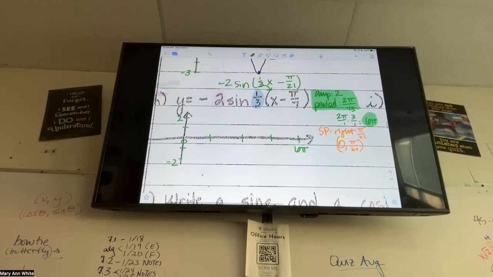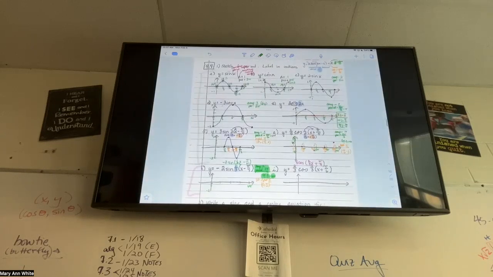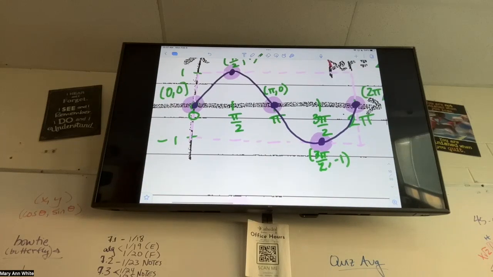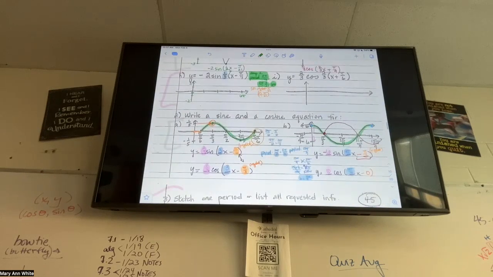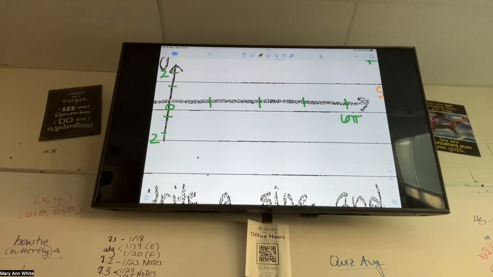In order to get 6 pi, we took 2 pi and multiplied it by 3. So let's take our normal sine angles and multiply them by 3. I'm going to take pi over 2 times 3, pi times 3, 3 pi over 2 times 3. Are you guys okay with that? Okay. Multiply everything by 3. So pi over 2 times 3 is going to be 3 pi over 2. Pi times 3 is 3 pi. And then 3 pi over 2 times 3 is 9 pi over 2.